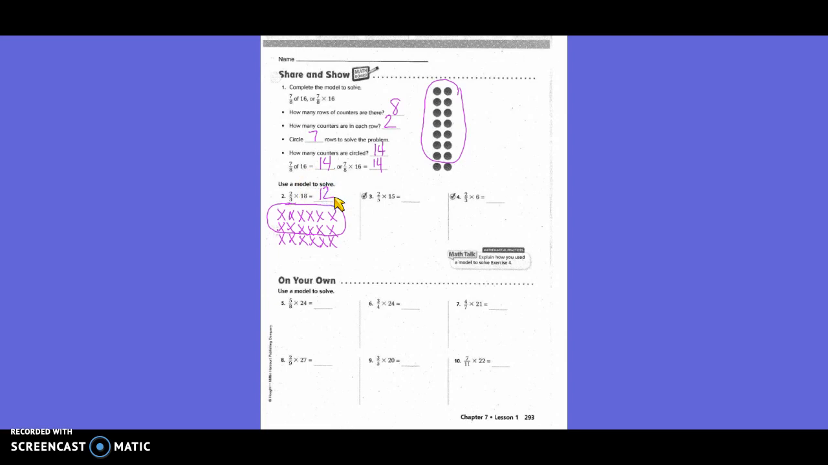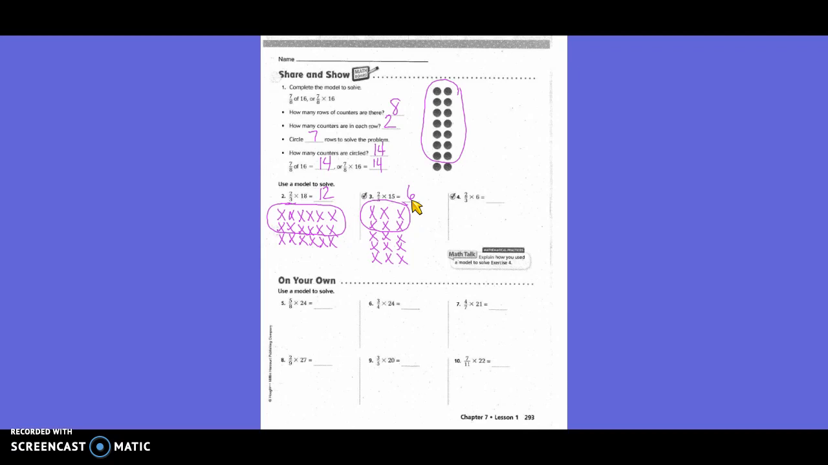2/5 times 15. How many rows do I need? 5. 1, 2, 3, 4, 5. Then I need how many total? 15. So 5, 6, 7, 8, 9, 10, 11, 12, 13, 14, 15. How many of those 5 rows am I going to circle? 2. 2 times 3 is 6. So I have 6 X's.